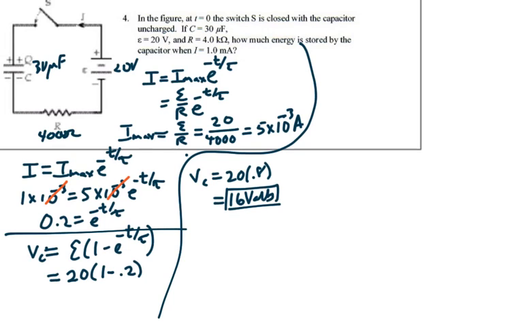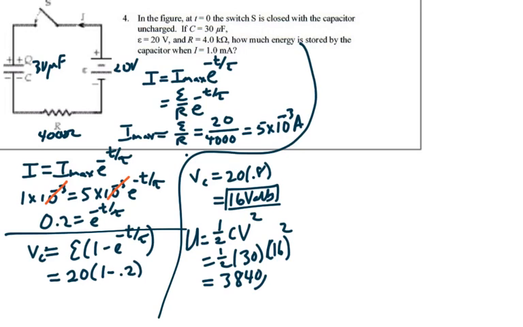Nice to know, which means that the energy stored in the capacitor at that time, which is 1/2 CV squared, will be 1/2 times 30 microfarads times 16 volts squared, and that's going to be equal to 3,840 microjoules, which you could write as 3.84 millijoules. So that is the energy stored in the capacitor at that time.